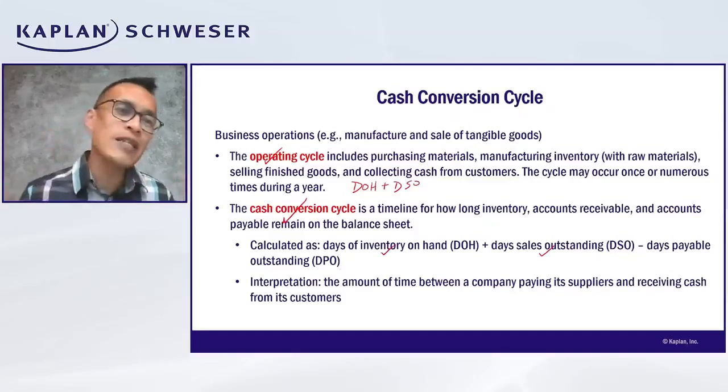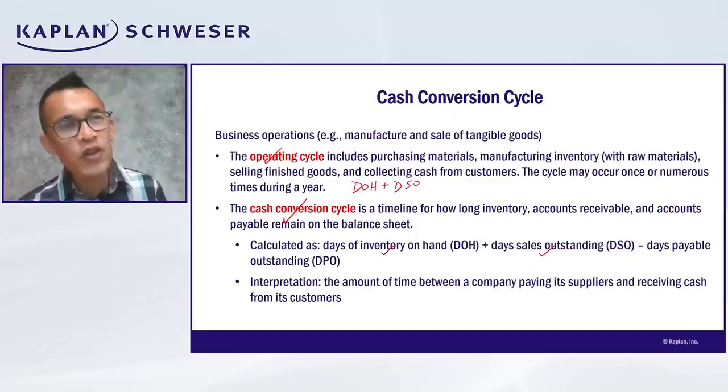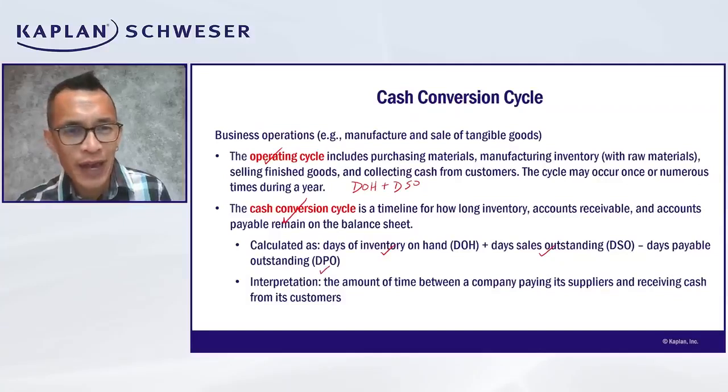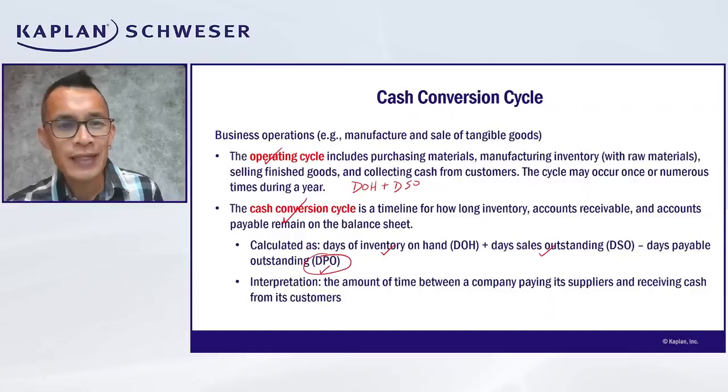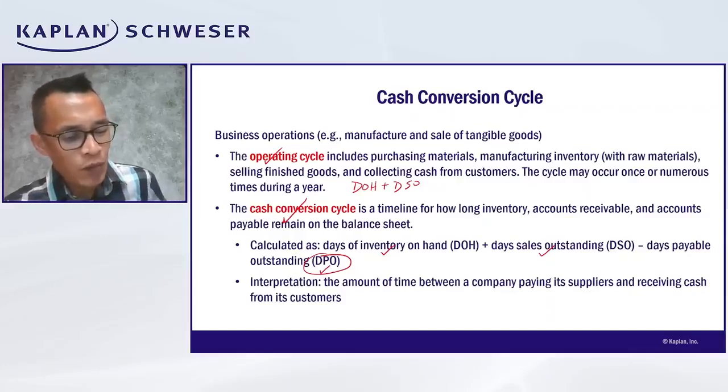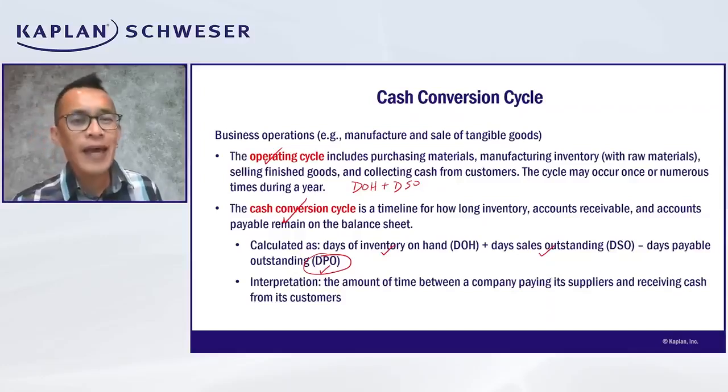I always tell candidates, once you're familiar with the operating cycle, we're going to add one extra element, and that's the DPO item, the payables outstanding. This is the part about paying the suppliers. Since that is a negative item, as noted in the equation as DPO, you must always remember that the operating cycle will almost always be longer than, or at least the same as, the cash conversion cycle.